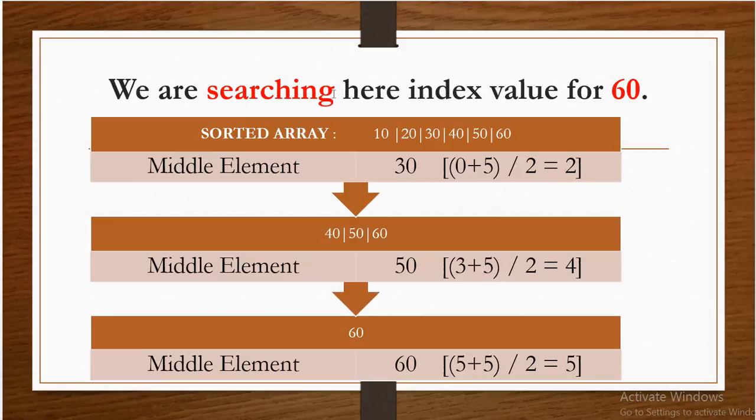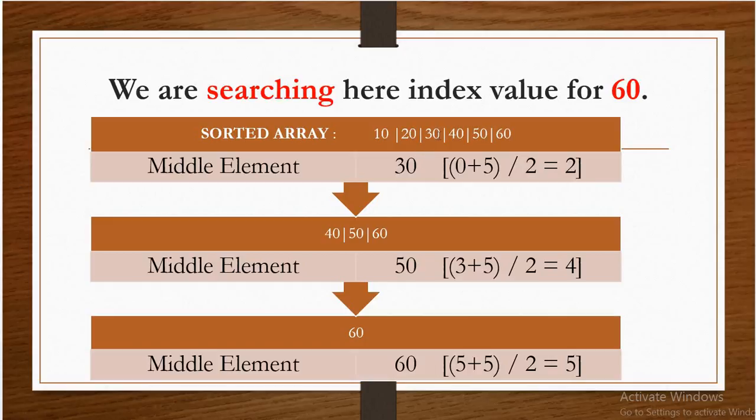You can see here we are searching for the index value of 60, and we have a sorted array 10, 20, 30, 40, 50, 60. First we need to get its middle element. And how can we get it? First we take the first index 0 and the last index 5. We add both index values, 0 plus 5, and then divide by 2. We get 2, which is the middle index, and 0, 1, 2, here index 2 is 30, the middle element. And now we are searching for 60 and 30 is smaller than 60, so no need to check these elements because 60 is greater than 30.